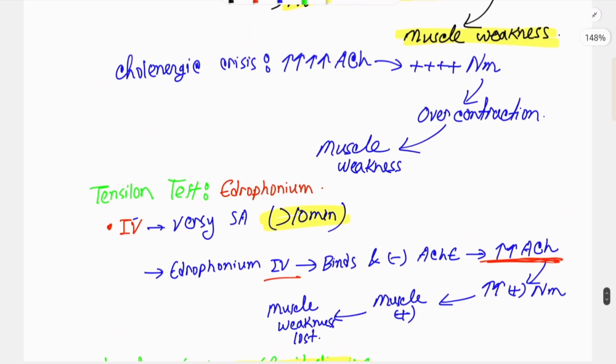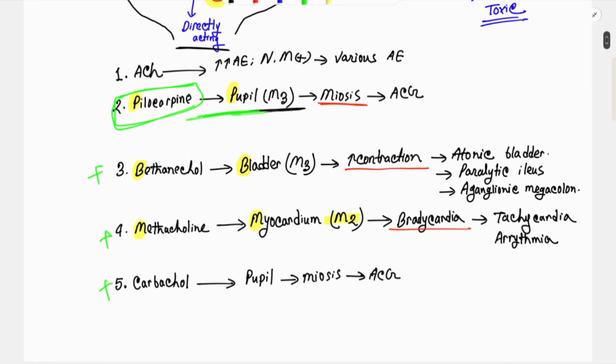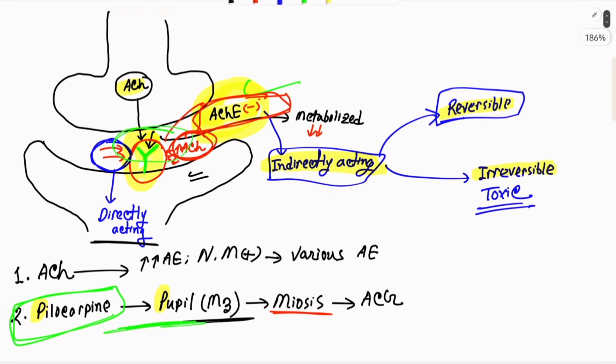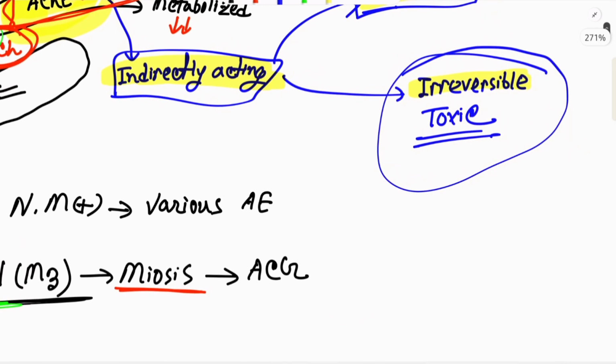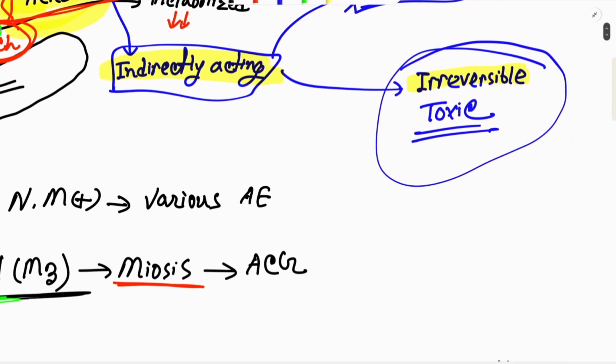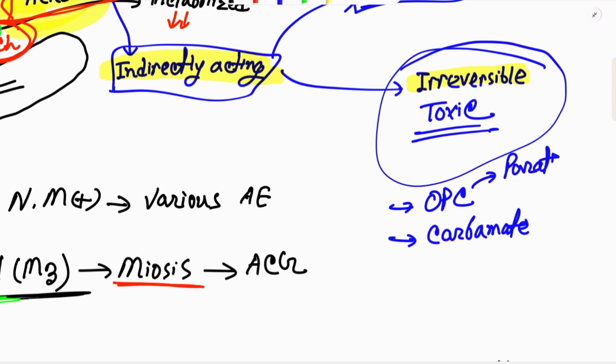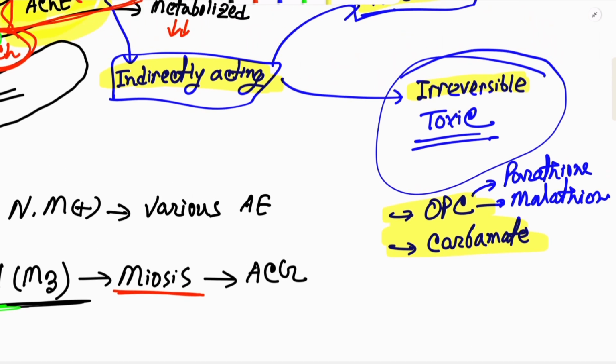Now the last group of drugs are irreversibly acting drugs. These drugs are toxic as they permanently inhibit the acetylcholine esterase enzyme. They are mainly organophosphorus compounds and carbamates. There are many organophosphorus compounds. They are like parathion, malathion. These two drugs are used mainly as insecticide and they are very toxic for humans.